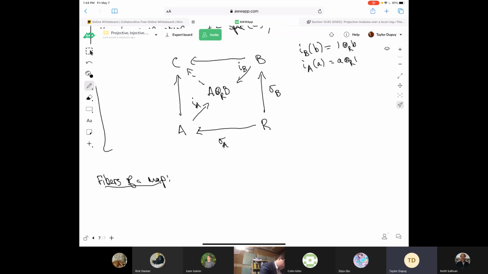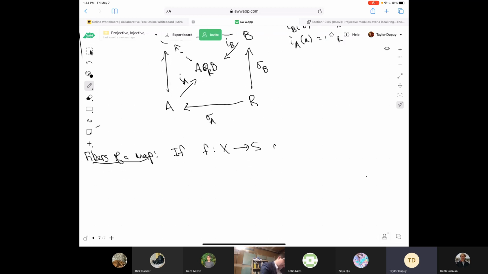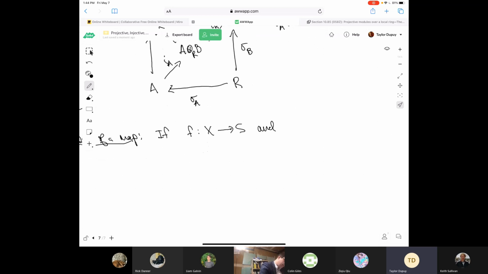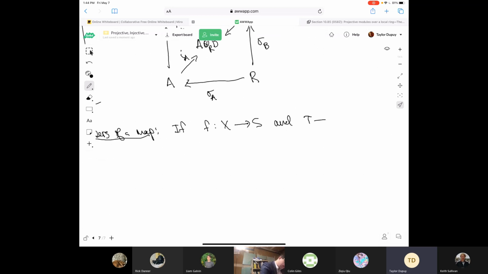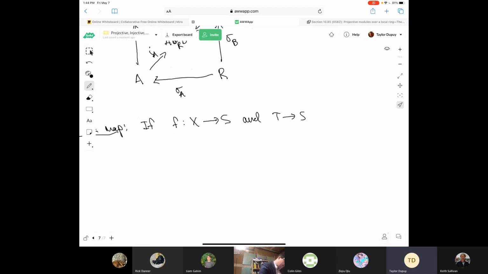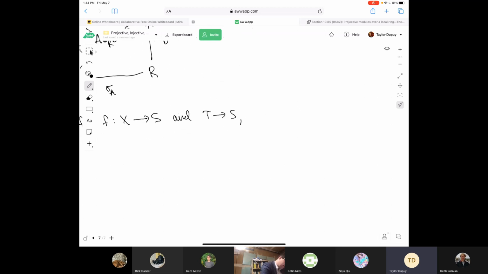Okay, so if F is a map from X to S, as above, and let's say T is a map, a thing from T to S. Here's something concrete to keep in mind. T could be Spec C, and S could be Spec of C of X. Then this map here, let's call it little s.